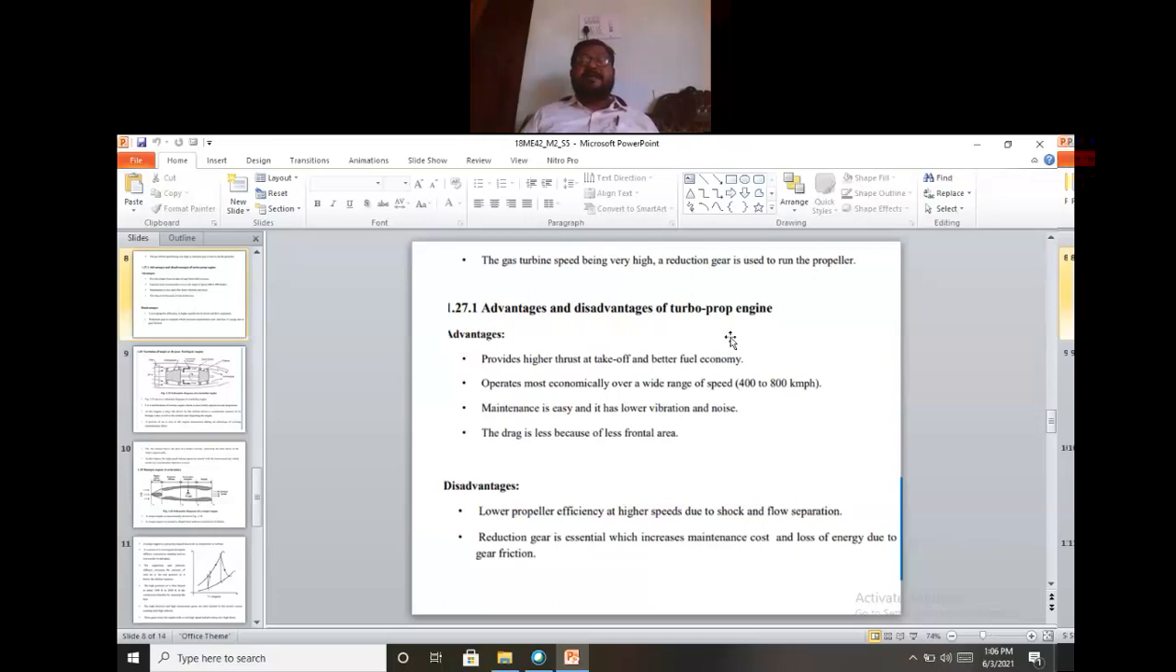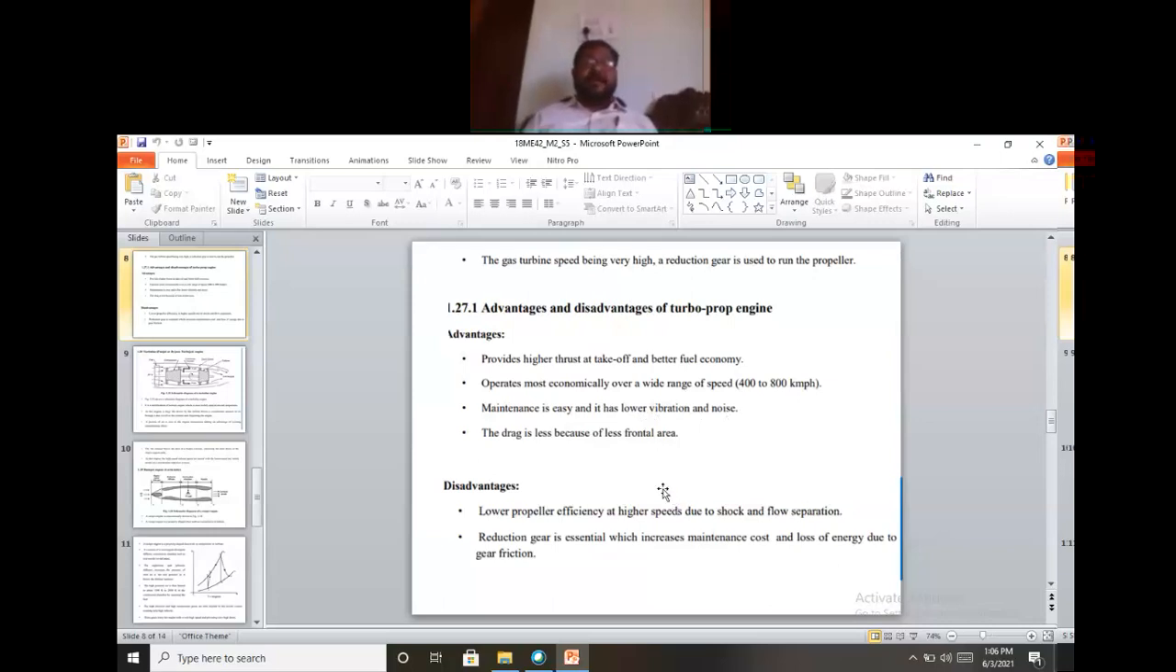The advantages of the turboprop engine are that it provides high thrust at takeoff and better fuel efficiency, and operates most economically over a wide range of 400 to 800 kilometers per hour. Maintenance is easy, and it has lower vibration and noise. Drag is less because of the smaller frontal area.